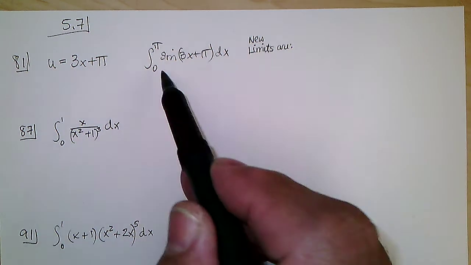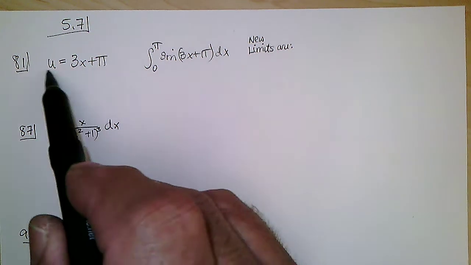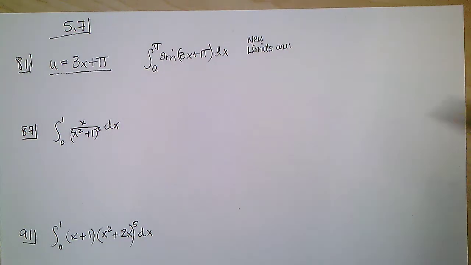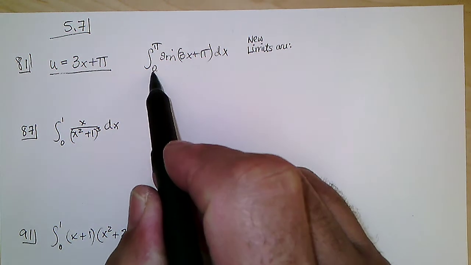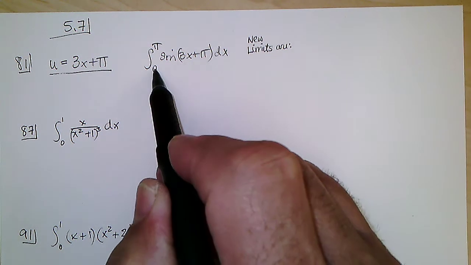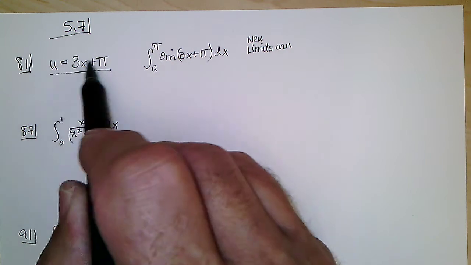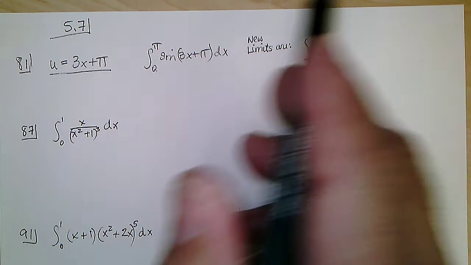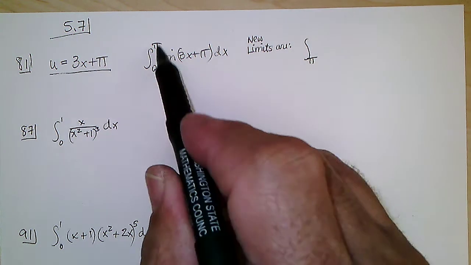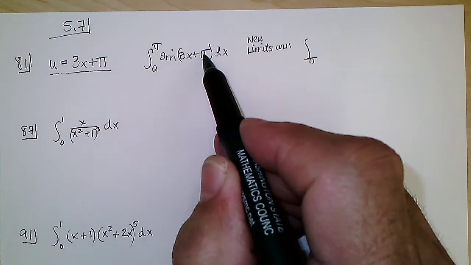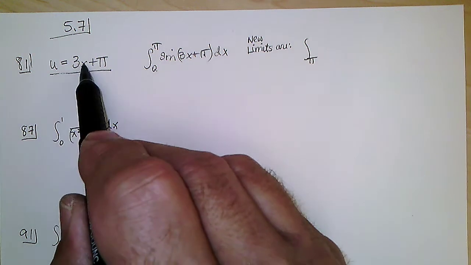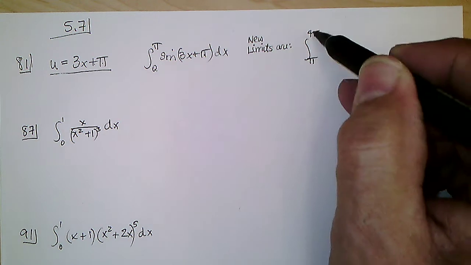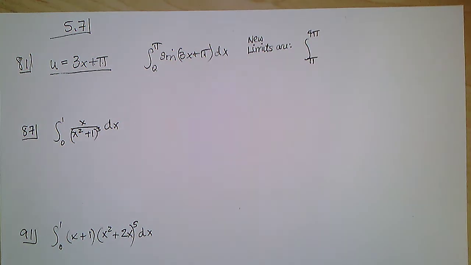5.7 says if we have this integral and we want to use this u substitution, what would be the new limits? It didn't even say to integrate, it just asks what the new limits are. Well, if x was 0, u would be pi. So the new limit for 0 would be replaced with pi. And if x was pi, 3 times pi plus pi would be 4 pi. So the new limits are pi and 4 pi. And that's it for 81.